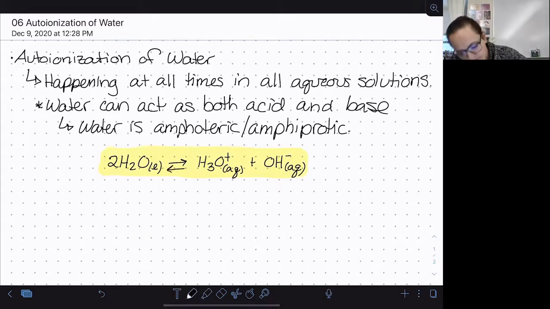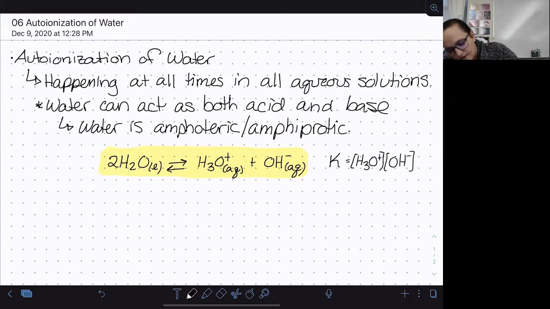I should indicate this with double arrows. This is very much a reversible process. So in any aqueous system that you have, this reaction is at equilibrium. It establishes equilibrium very quickly. So if you have a solution just chilling, just hanging out, this is at equilibrium. And we describe this with an equilibrium expression.